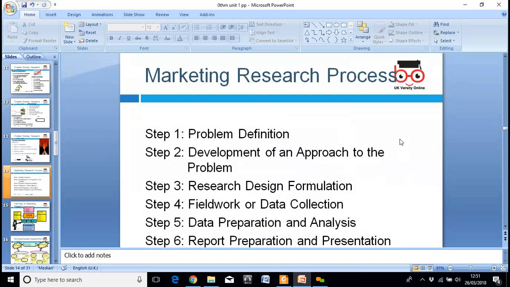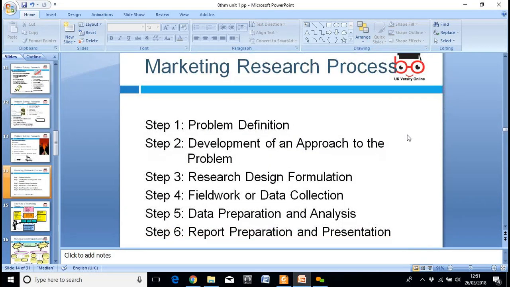So the marketing research process is in different stages. We could look at determining or defining what the problem is, developing an approach to that problem, research design, how you're actually going to do that. This is like if you are gathering information, how are you going to do it? Are you going to provide a questionnaire? Are you going to do something online? Are you going to interview managers and staff? All this is gathering this information, and the research design is how you're actually going to collect that data.